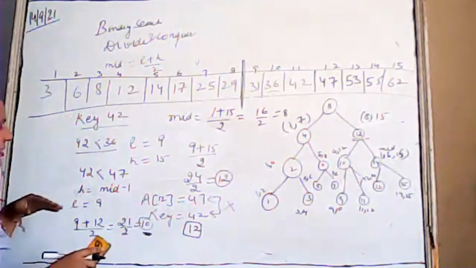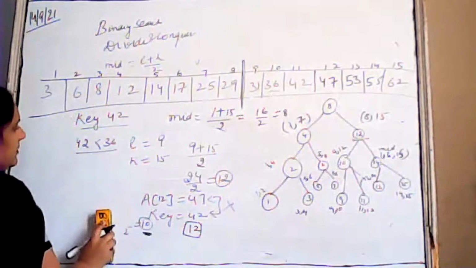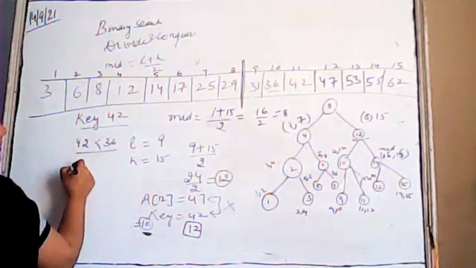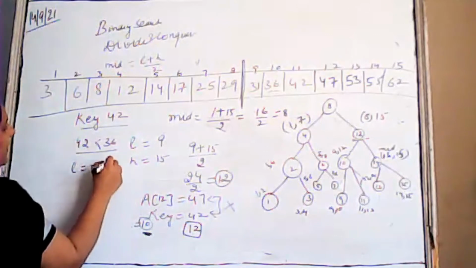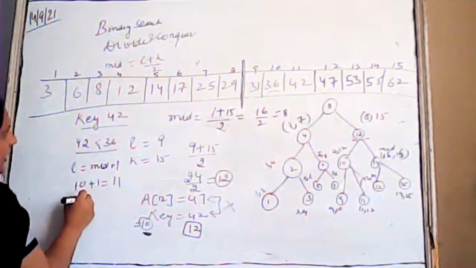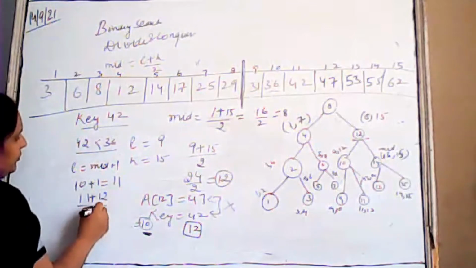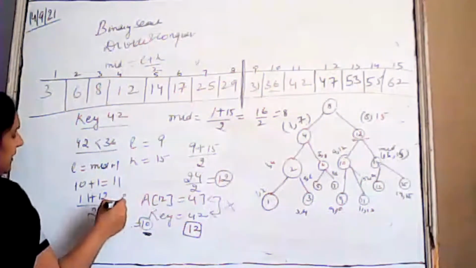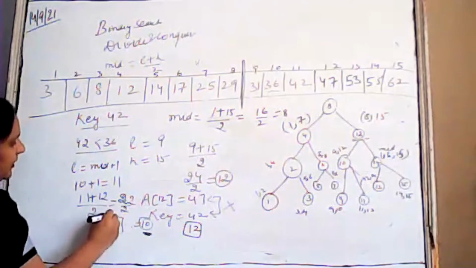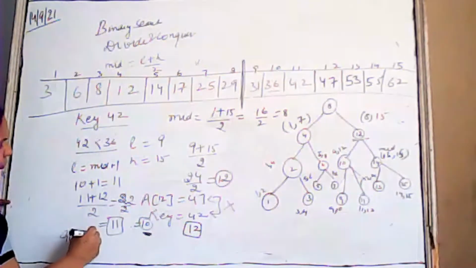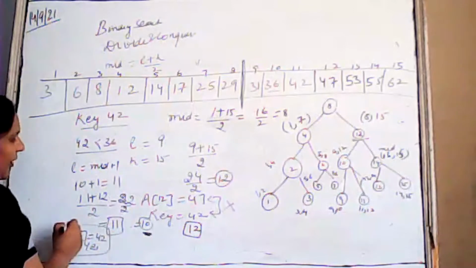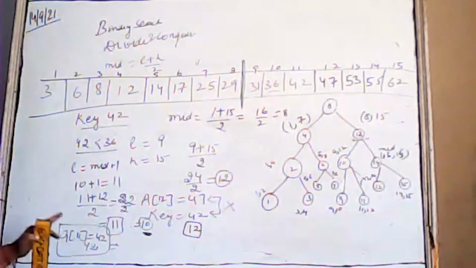So partition this. Your new low will become mid plus 1, that is 10 plus 1, which is equal to 11. 11 plus 12 by 2. So this becomes 22 by 2, which is equal to 11 itself. Now check whether A of 11 is equal to 42. Yes, it is equal to 42. That means you have found your element at the middle position.